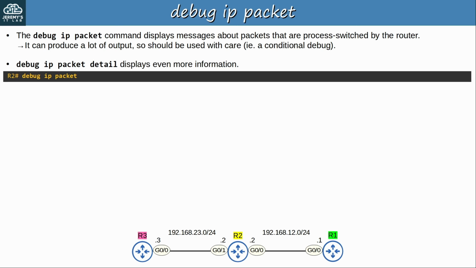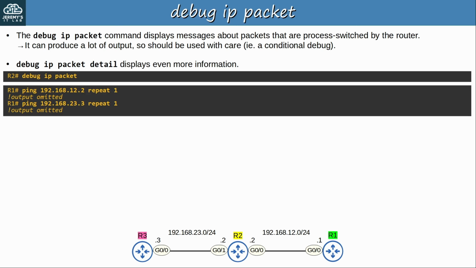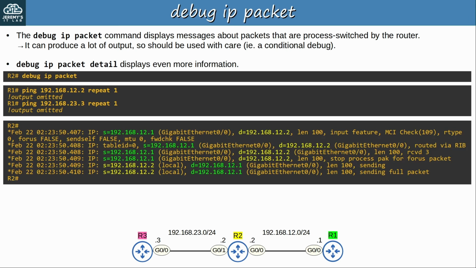On R2, I did debug IP packet. Then on R1, I sent one ICMP echo request to R2 and one to R3. Let's check the debug output on R2. As I've highlighted, R2 only shows debug output for the ICMP echo request R1 sent to R2, not the one sent to R3. Notice that multiple messages are shown, a few for when R2 receives the request, and a few for when R2 sends the reply. This is for one ping. If there's a lot more traffic, the amount of debug output can be overwhelming.